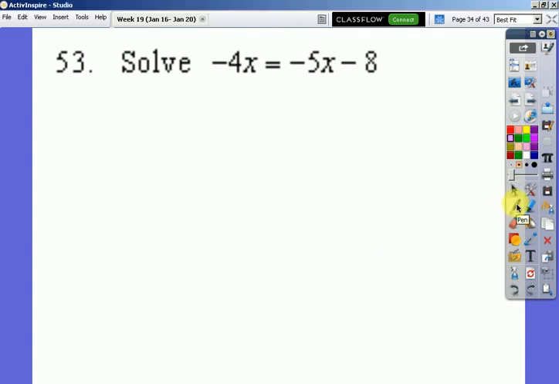So, for number 53, what do we do to solve for x? Add 5x on both sides. I think it's a little silly that they put this as 53, but why not, I suppose. X equals negative 8. We can double check and see that that will work. Any questions?